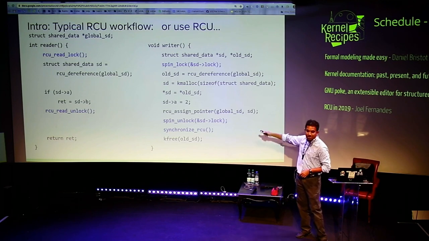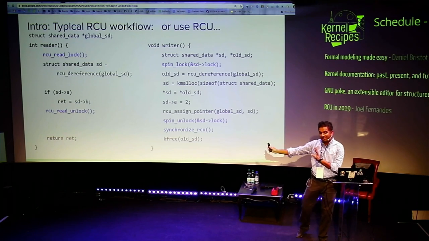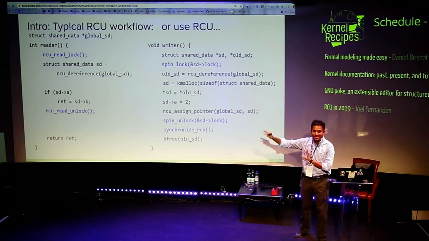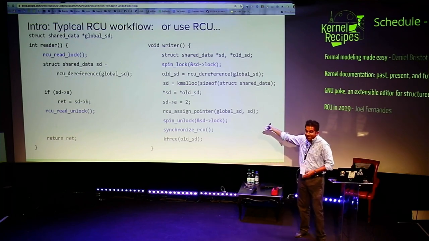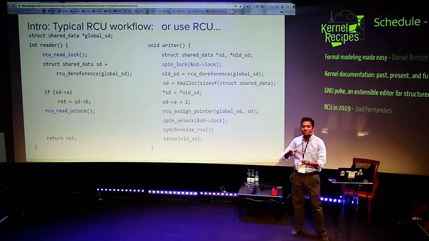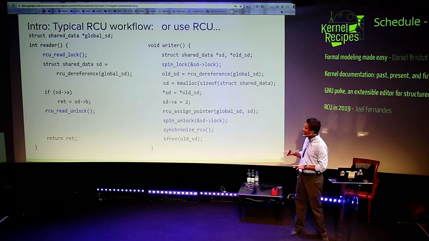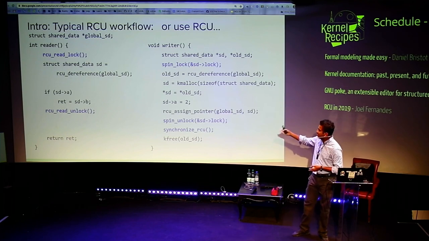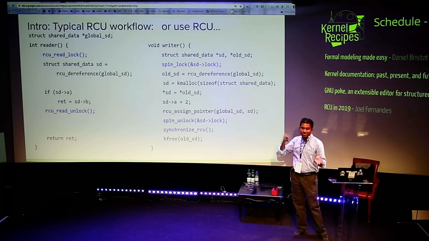The point of the spin lock is that only one writer can write to the pointer at a time. You don't want multiple writers to write different versions of an object. It's a mess. So that's the whole point of the spin lock. And after the spin lock, now we have two copies, right? So we have to free one of them. Otherwise we will run out of memory if writers keep happening, right? So we need to free the old copy at some point.